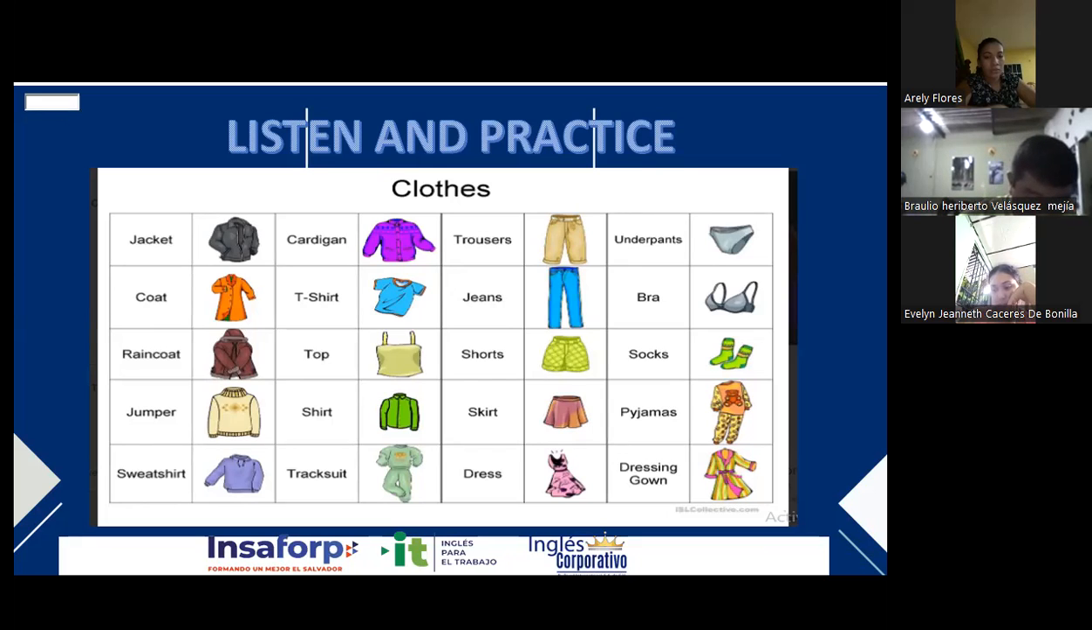Vamos con el siguiente. Luego tenemos, we have the next one. The next line is cardigan. It's like a sweater. Es como un suéter también. Con mangas largas. Entonces, a esto también le llaman cardigan. It's like a knit sweater. That's the meaning about that. Luego tenemos la t-shirt. ¿Qué era un t-shirt? Camiseta. Una camiseta informal.